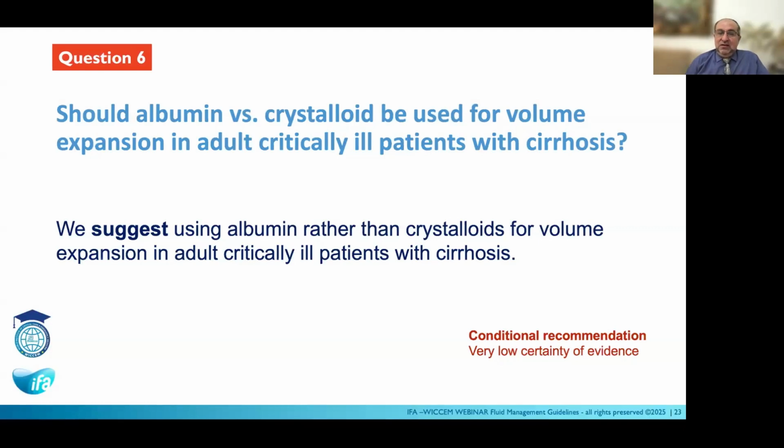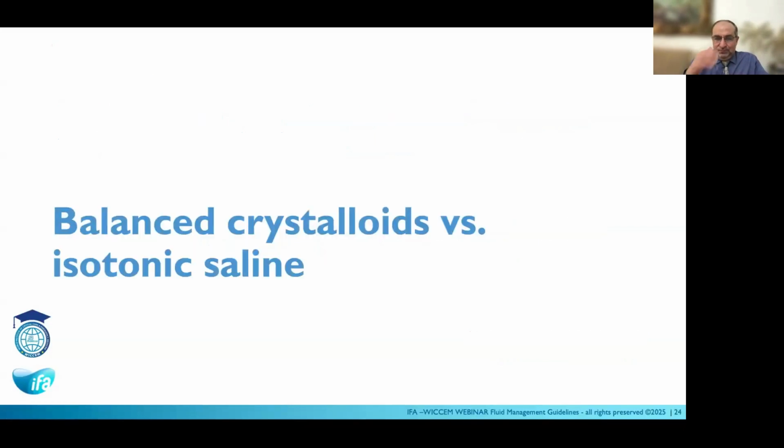less than 500 patients. And in this small study, there was no statistically significant difference, although the signal was favoring albumin in terms of mortality and favoring albumin in terms of renal replacement therapy. So based on this, the panel suggested using albumin rather than crystalloids for volume expansion in adult critically ill patients with cirrhosis. This is a conditional recommendation, very low certainty of evidence.